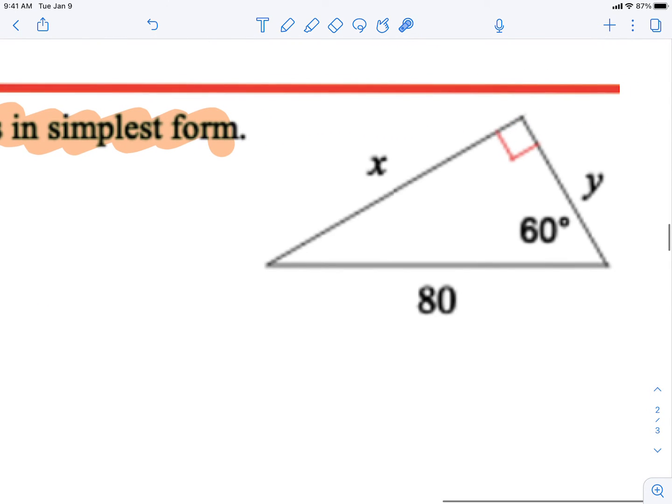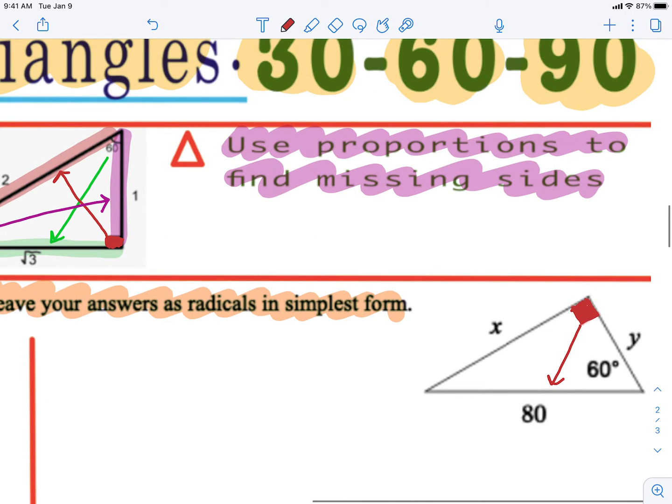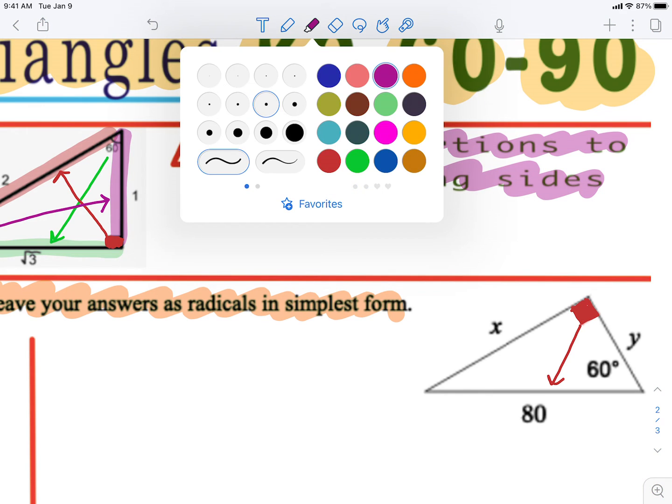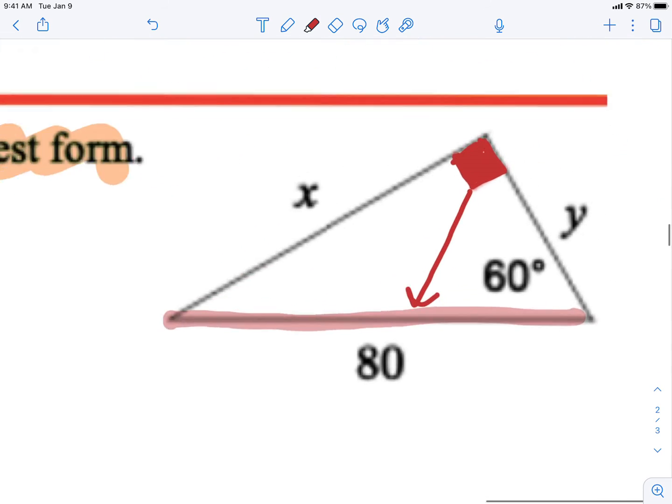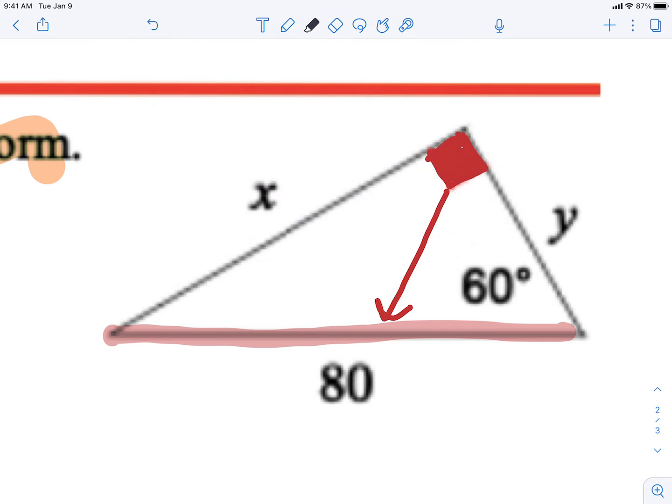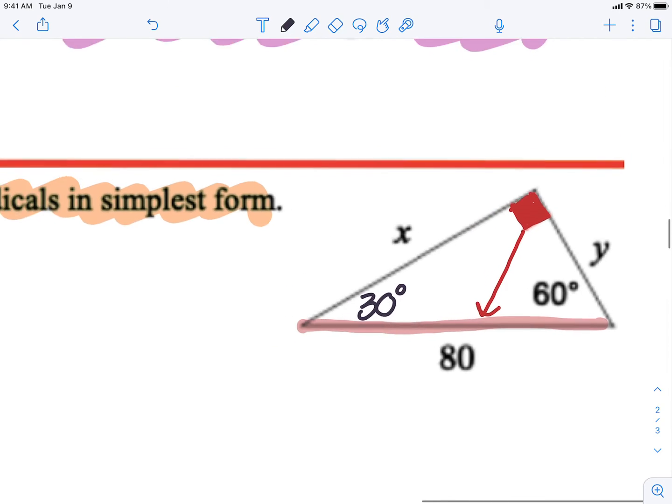So once again here, let's go with a nice red color as our right angle there, which means that across from our right angle is our hypotenuse, and we highlight our hypotenuse in red, just like that. Now, I have a 60 there, but I don't have a 30, so I'm going to put a 30 right there. 30 degrees.